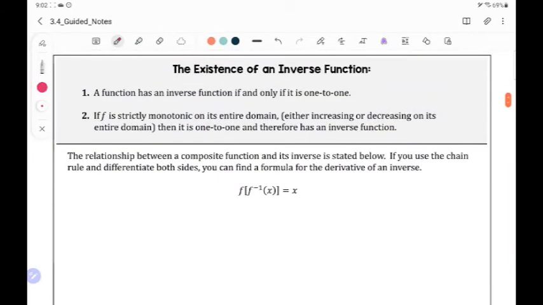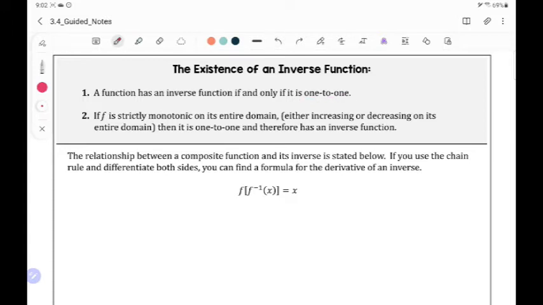Let's skip down now. The existence of an inverse function. Here's the two statements. Number one, a function has an inverse function if and only if it is 1-to-1. Remember, 1-to-1 means what we talked about back at the beginning. You can go back and review it if you need to.